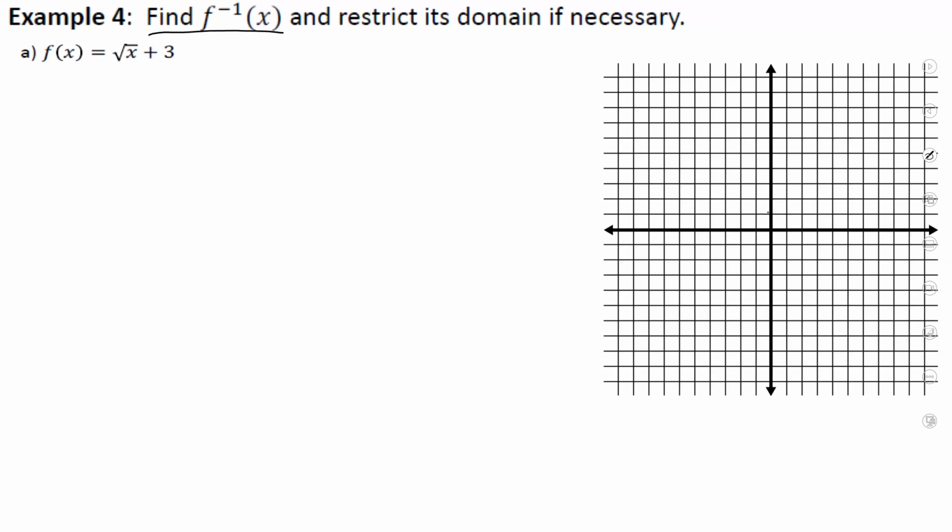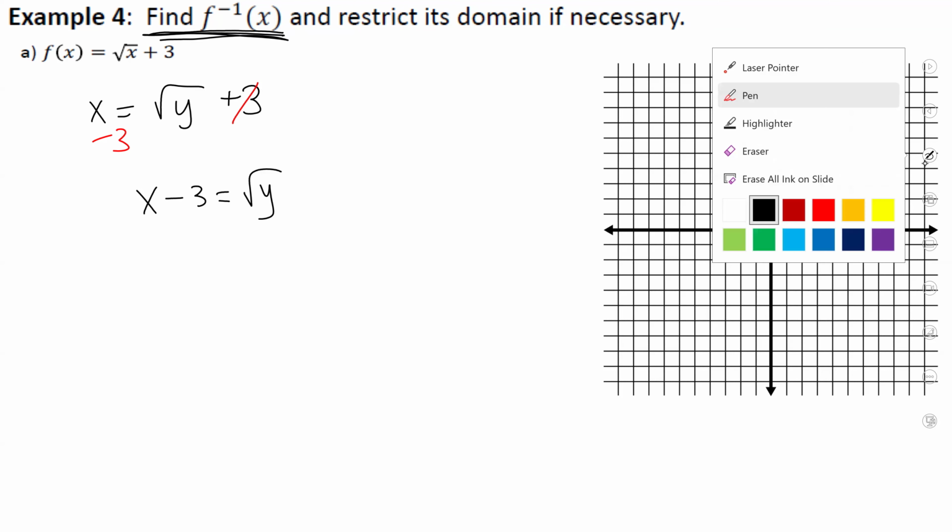Good job, guys. So you should have found it algebraically, the inverse. So what you do is you switch x and y. So it'll look like this. And then subtract 3, yeah? And you get x minus 3 equals the square root of y. And we square both sides.